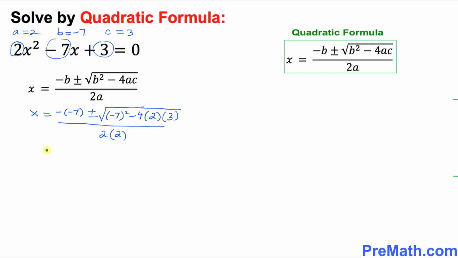Let's simplify now. This negative and negative become positive 7 plus or minus. Negative 7 squared is 49, minus 4 times 2 times 3, which is going to give you negative 24, over 4. And that is going to give you 7 plus or minus the square root of 25, divided by 4.